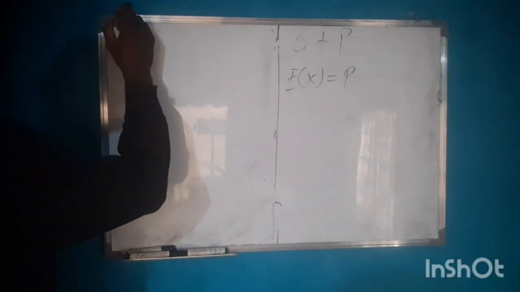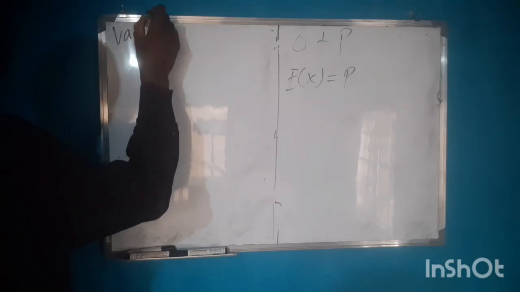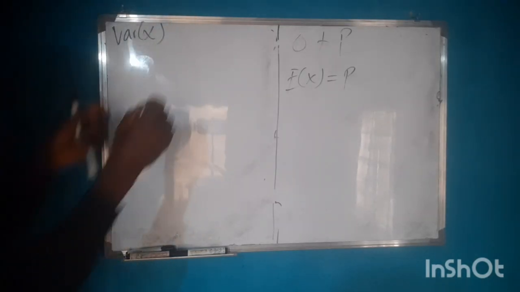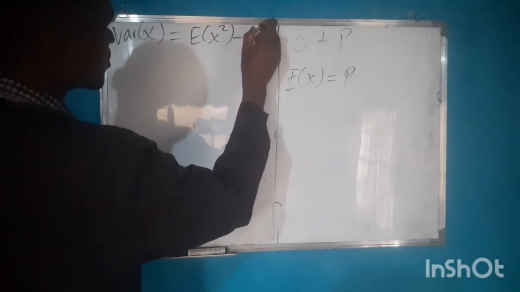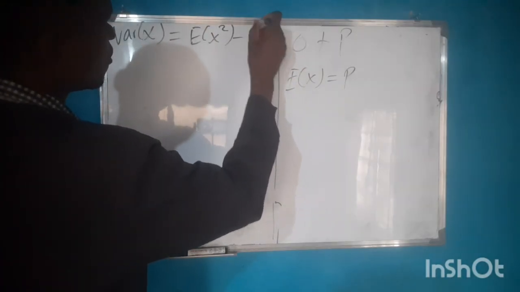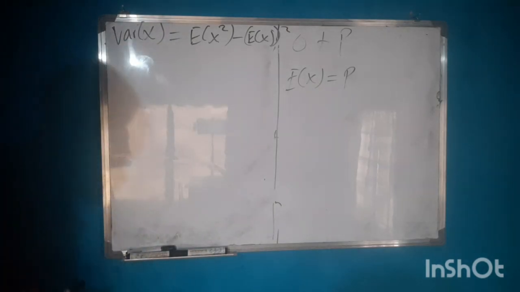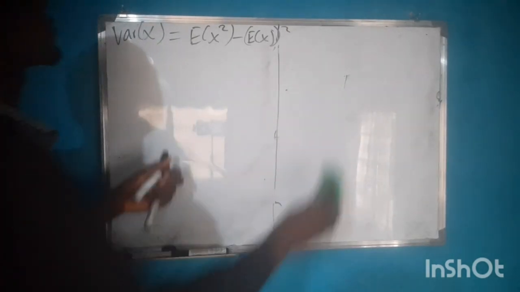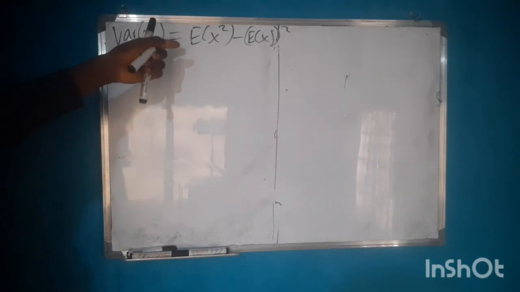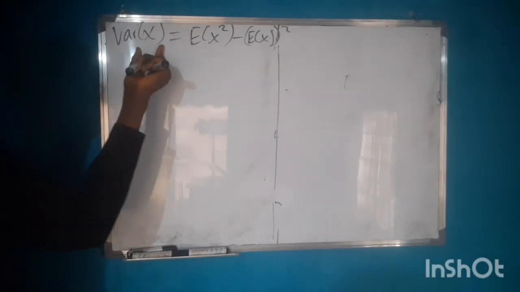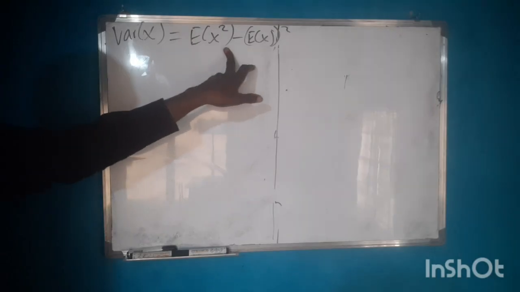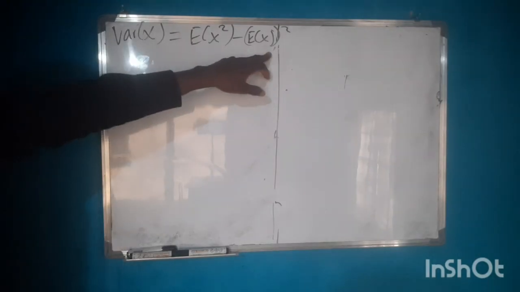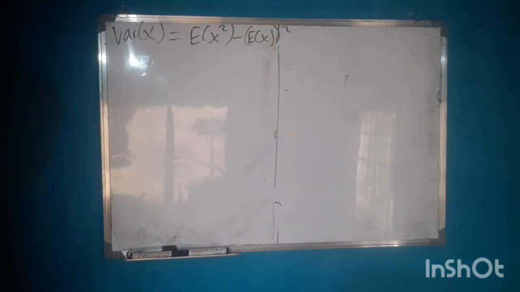So for the variance of a Bernoulli distribution, we know that the variance of x is equal to the expectation of x squared minus the expectation of x all squared. This is the variance of a random variable. So the variance of x is equal to the expectation of x squared minus the expectation of x all squared.